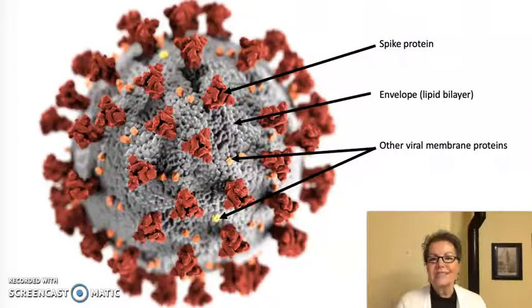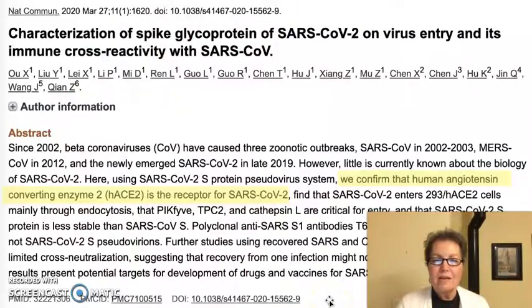If one is trying to design pharmaceuticals or antibodies, knowing the receptor that the virus binds to is really significant. We now know that the spike protein of SARS-CoV-2 binds to human angiotensin converting enzyme, which we call ACE2. And so ACE2 is the receptor for SARS-CoV-2. ACE2 is also the receptor for the original SARS virus, but MERS, which is a different coronavirus, has a different receptor.